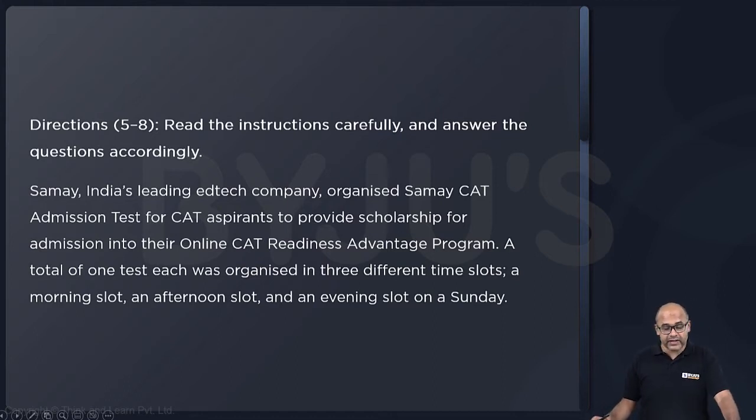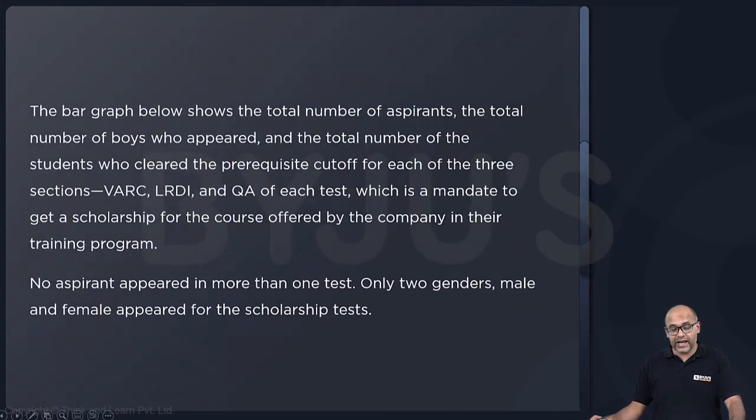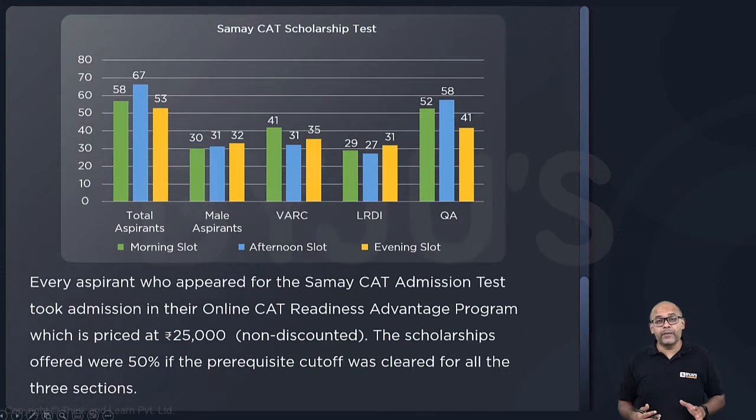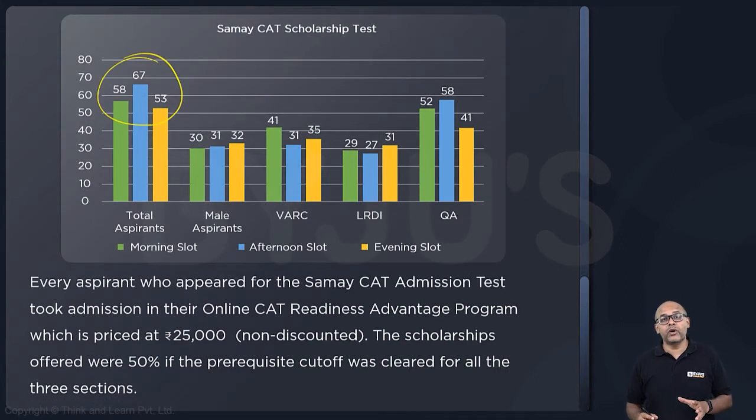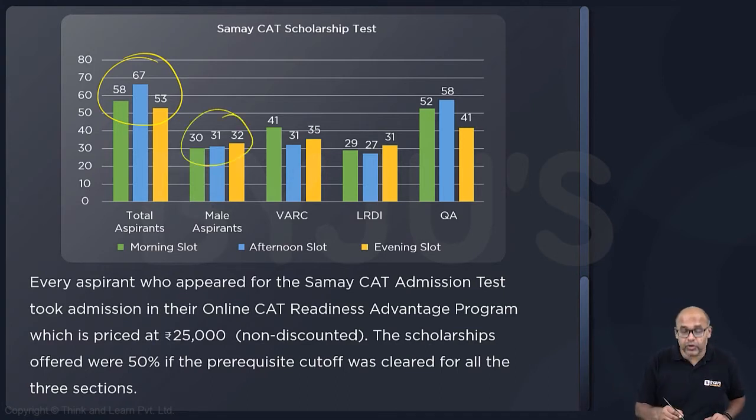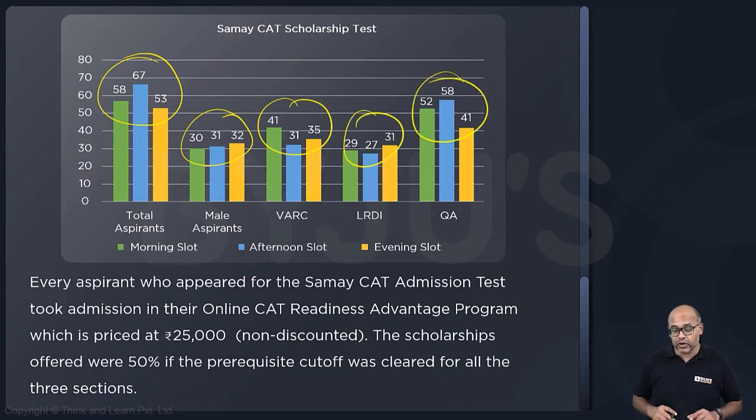So Samay, India's leading edtech company, organizes a CAT mock exam. This is the information given to us. We have information which talks about the total number of students who gave the test, the total number of males, and the people who cleared the cutoff in each section. Each bar, green is for morning, blue is for afternoon, and of course yellow is for the evening slot. So this is the information with us.